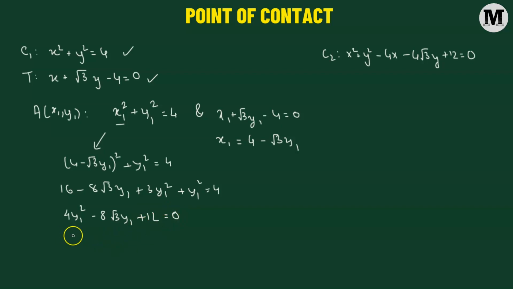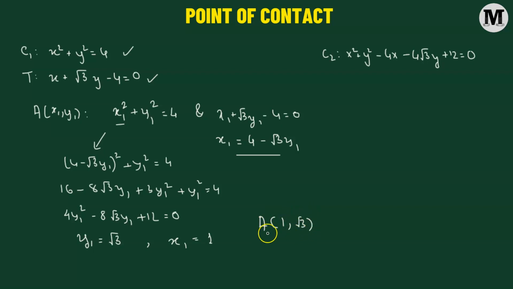So here, this is a standard quadratic equation. We can use the quadratic formula to obtain the value of y1. The y1 is going to give us a value of square root of 3. And if we use this equation, then the corresponding x1 value is going to be equal to 1. So here we have obtained the coordinates of point A. So that's going to be 1 comma square root of 3.